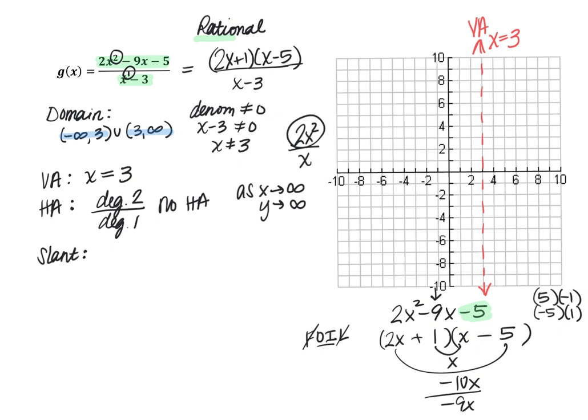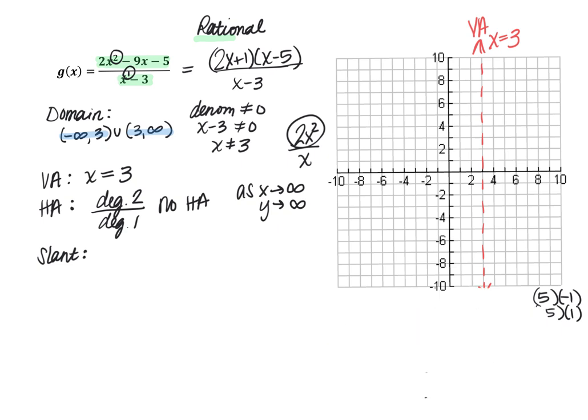So this happens to be the special case where the degree of the numerator is 1 greater than the degree of the denominator, and that produces a slant asymptote or an oblique asymptote. To find the slant asymptote, we're going to do our division. So we're going to divide the denominator into the numerator. In this case, we're dividing x minus 3 into 2x squared minus 9x minus 5.